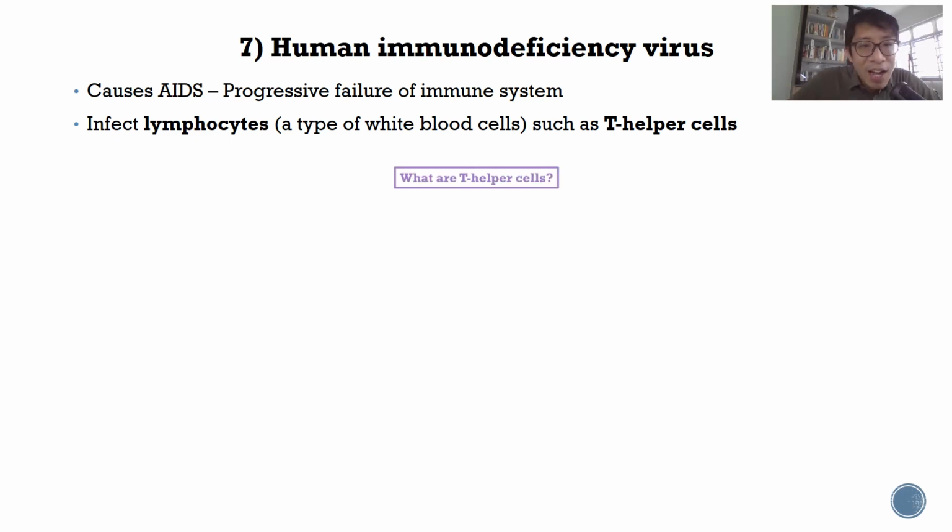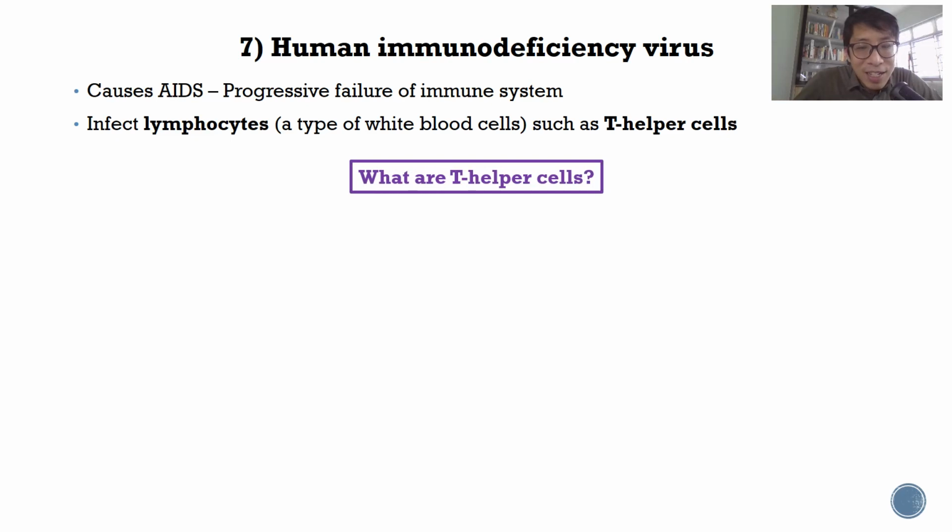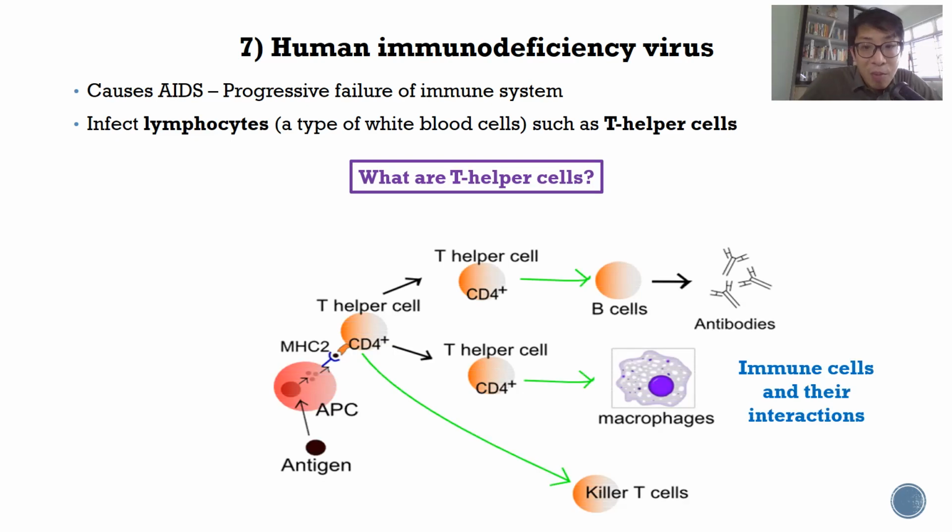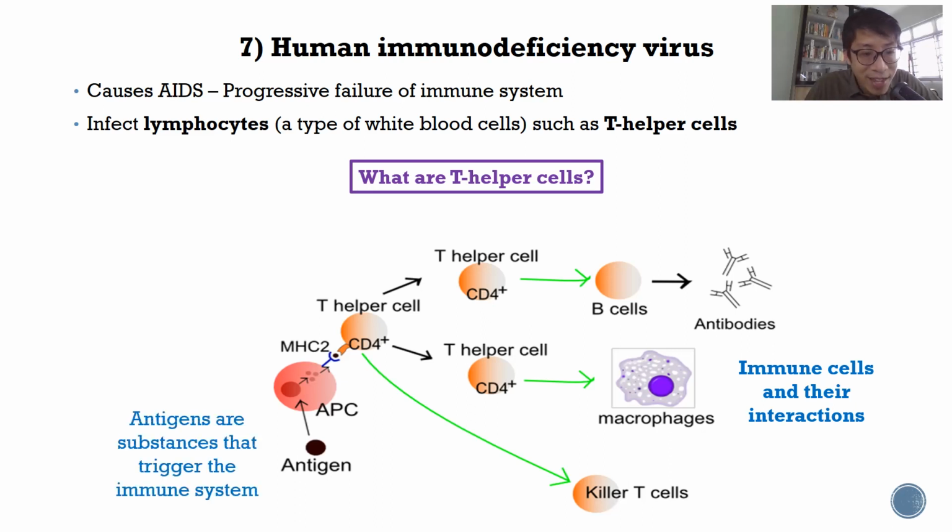So what is the function of the T helper cells, right? Here I'm going to give you a very brief intro of the immune system, or next year you're going to learn it in much more detail. Firstly, if we have the presence of an antigen in our body, antigens are substances that trigger the immune system. They can be structures found on, say, a virus or a bacterium, for example.